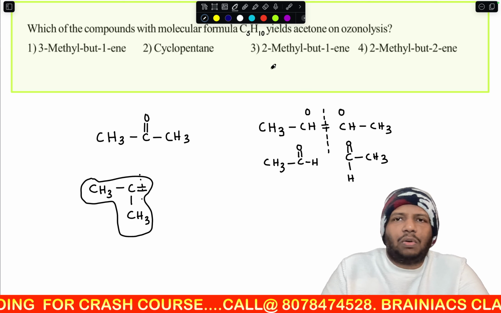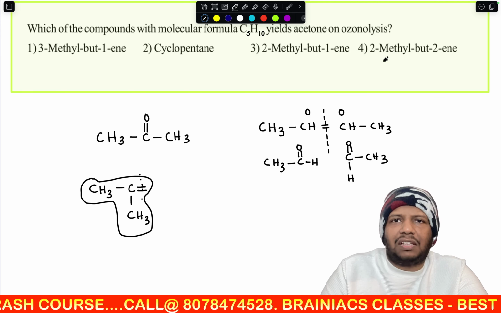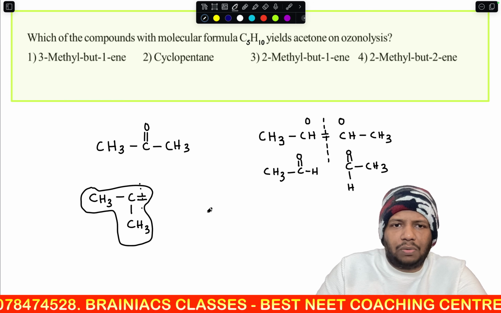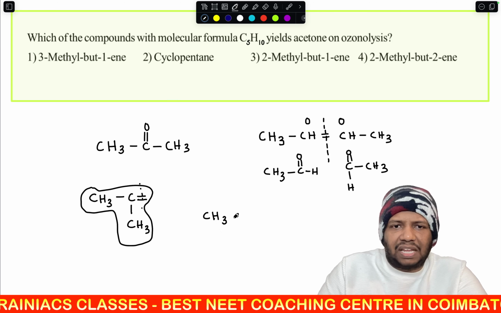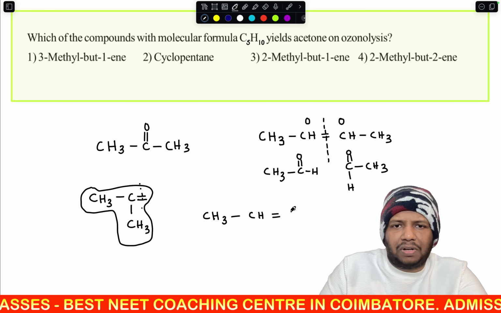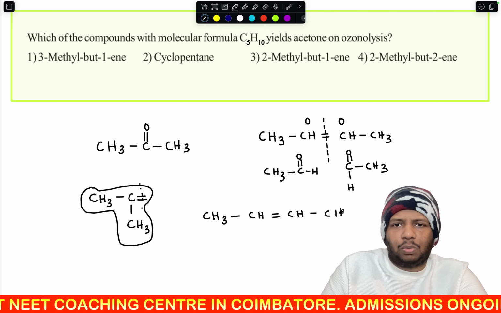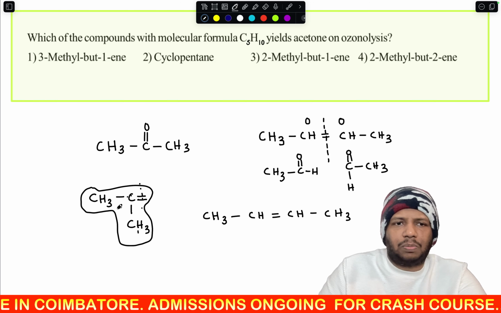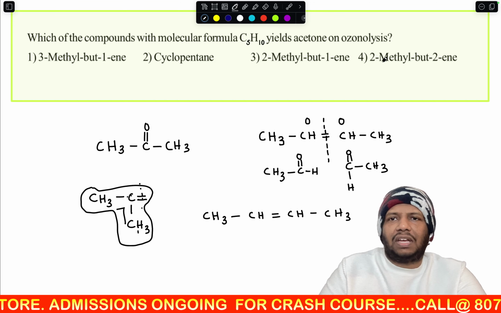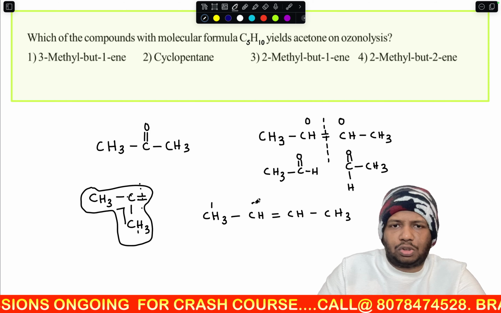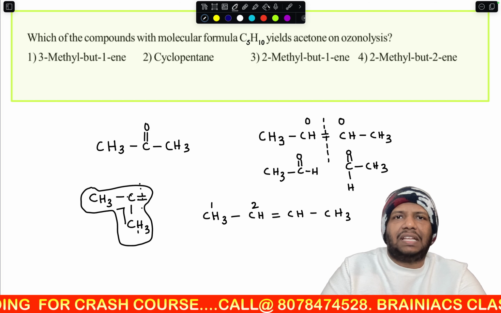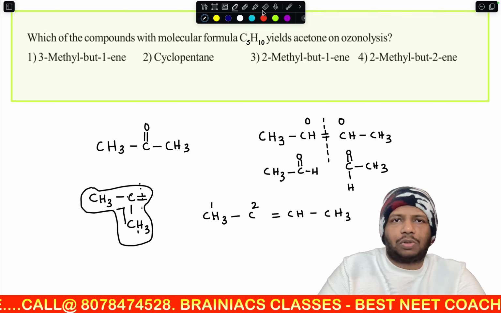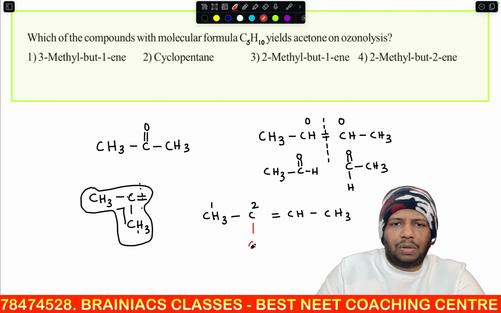Looking at the structure of the different compounds, I understood that option 4 is 2-methyl-butadiene. Let us draw butadiene first. Butadiene is CH2 double bond CH CH double bond CH2. But anyway, I know that there should be CH3 single bond C CH3 available. So in this one we can see easily that one H should be removed, and instead a methyl group should come. Correct?